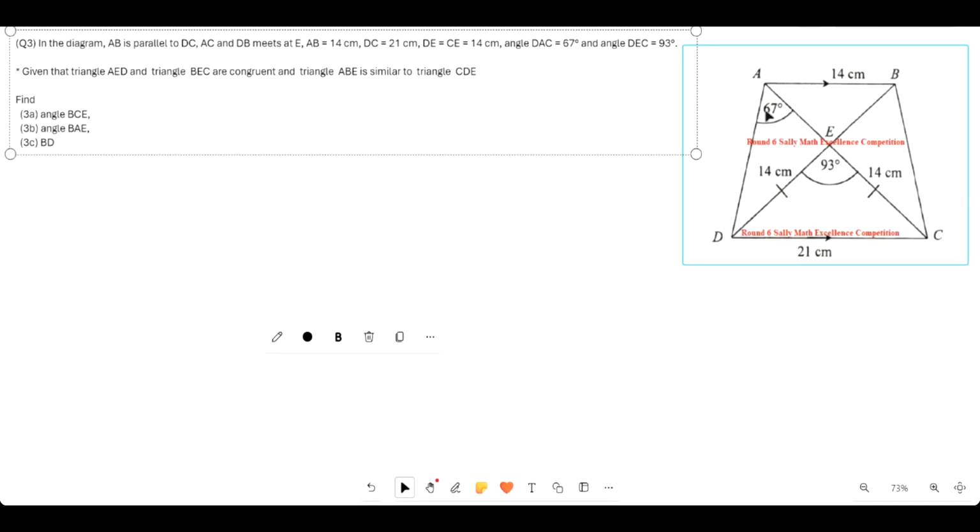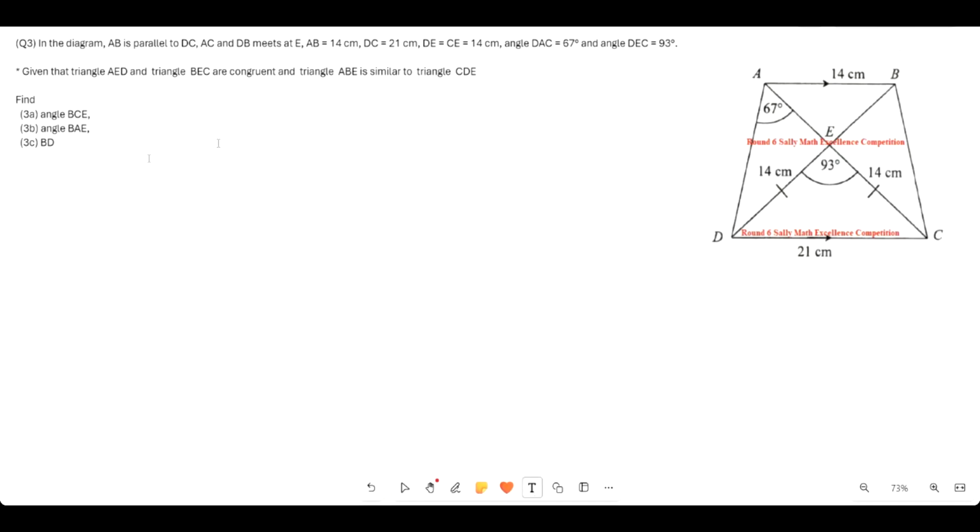Angle DAC is 67, which is written here also, and DEC is 93. Given that triangle AED and triangle BEC are congruent, meaning they are the same thing but in a different direction. Triangle ABE is similar to triangle CDE. Okay, so question 3a, find angle BCE.